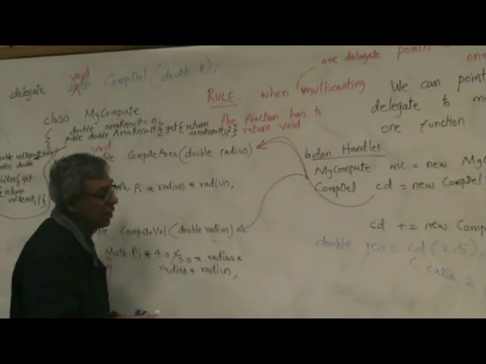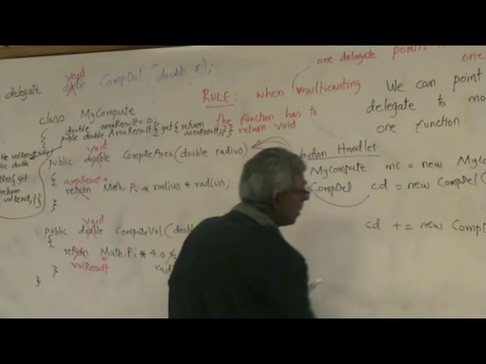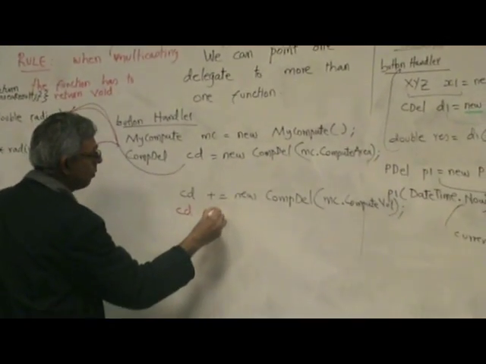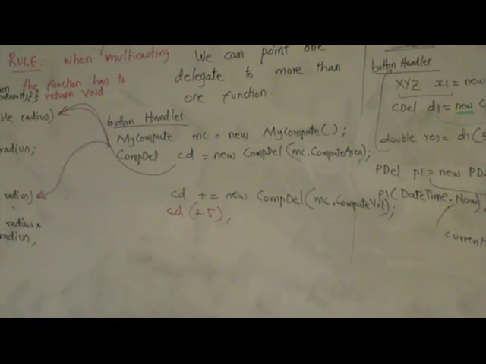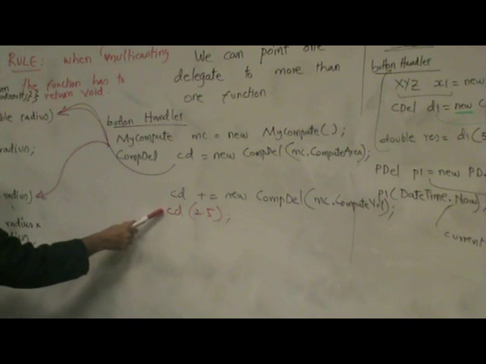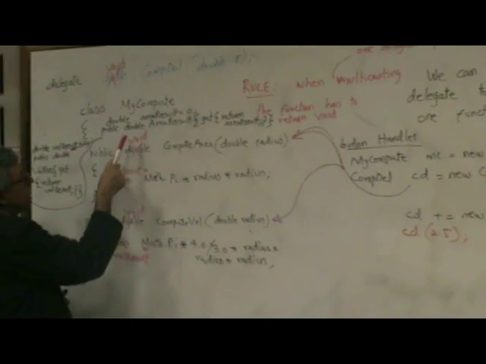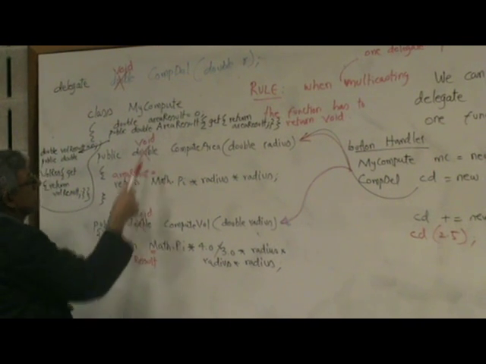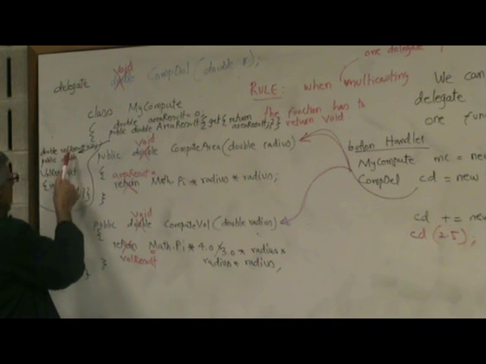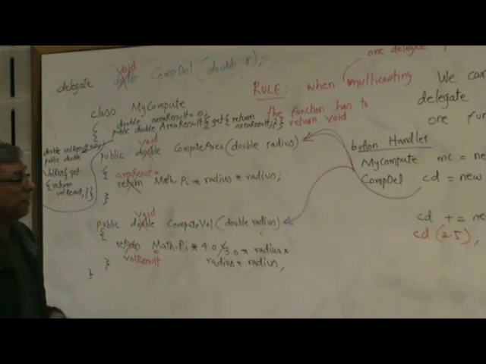Okay, so now let's try to make a call. Because the return is void, we'll make the call something like this, CD 2.5. Correct? So how many functions will it call now as soon as we execute this? 2, because it's pointing to 2, right? So each one of them will compute and store the result, this will store the result in area result, this will store the result in volume result, correct? Vol result.